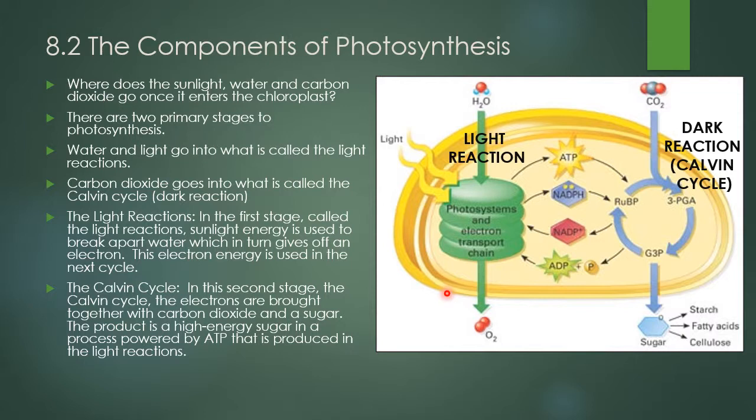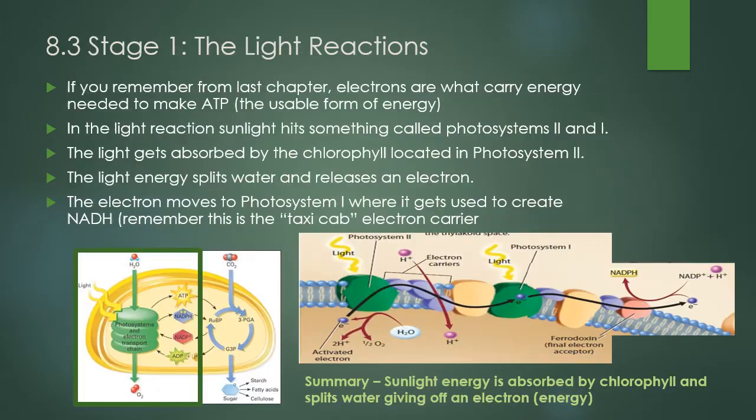Now the next phase of photosynthesis is the Calvin cycle. This is the second stage, where these electrons and energy from the light reactions are used to convert carbon dioxide, rearrange it, and form a sugar molecule. This cycle is run by the ATP and electron energy that's created in the light reactions. And we'll go over each of these two phases in a little bit more detail on the next few slides.